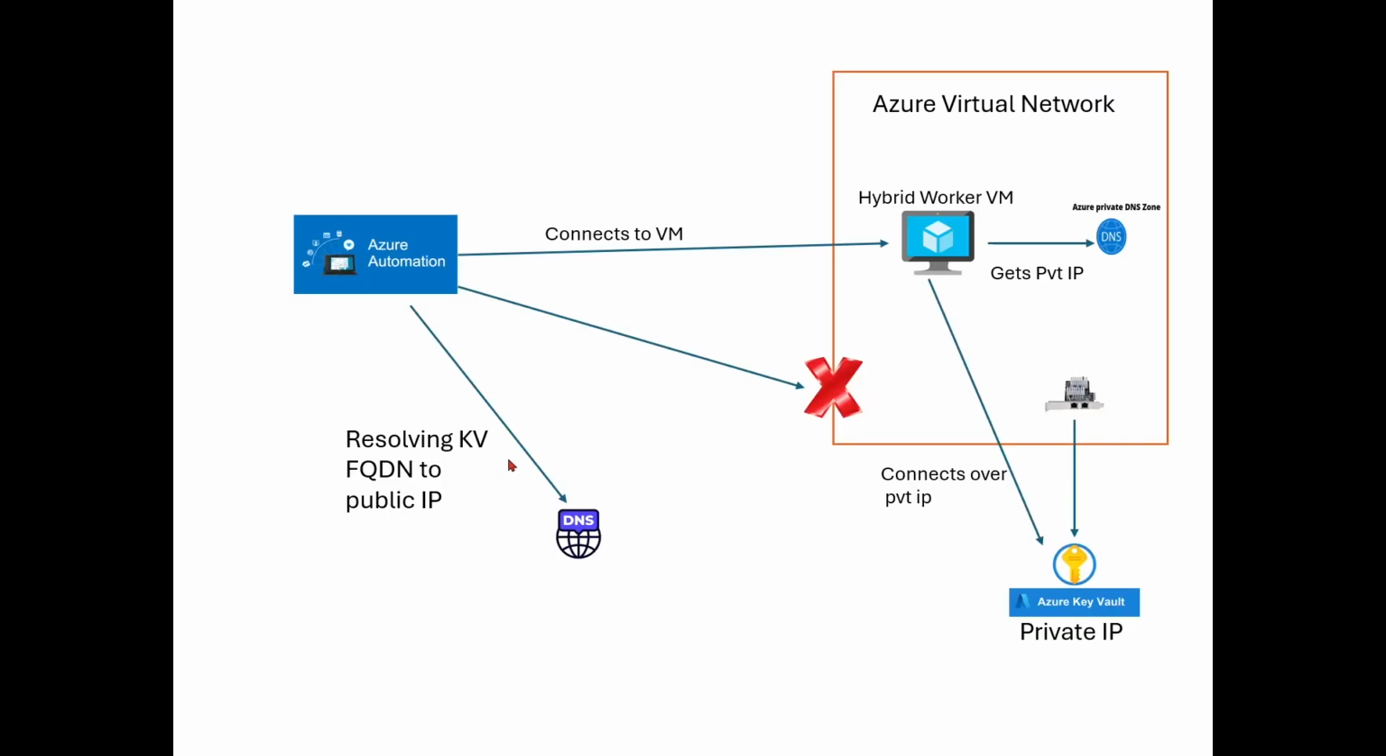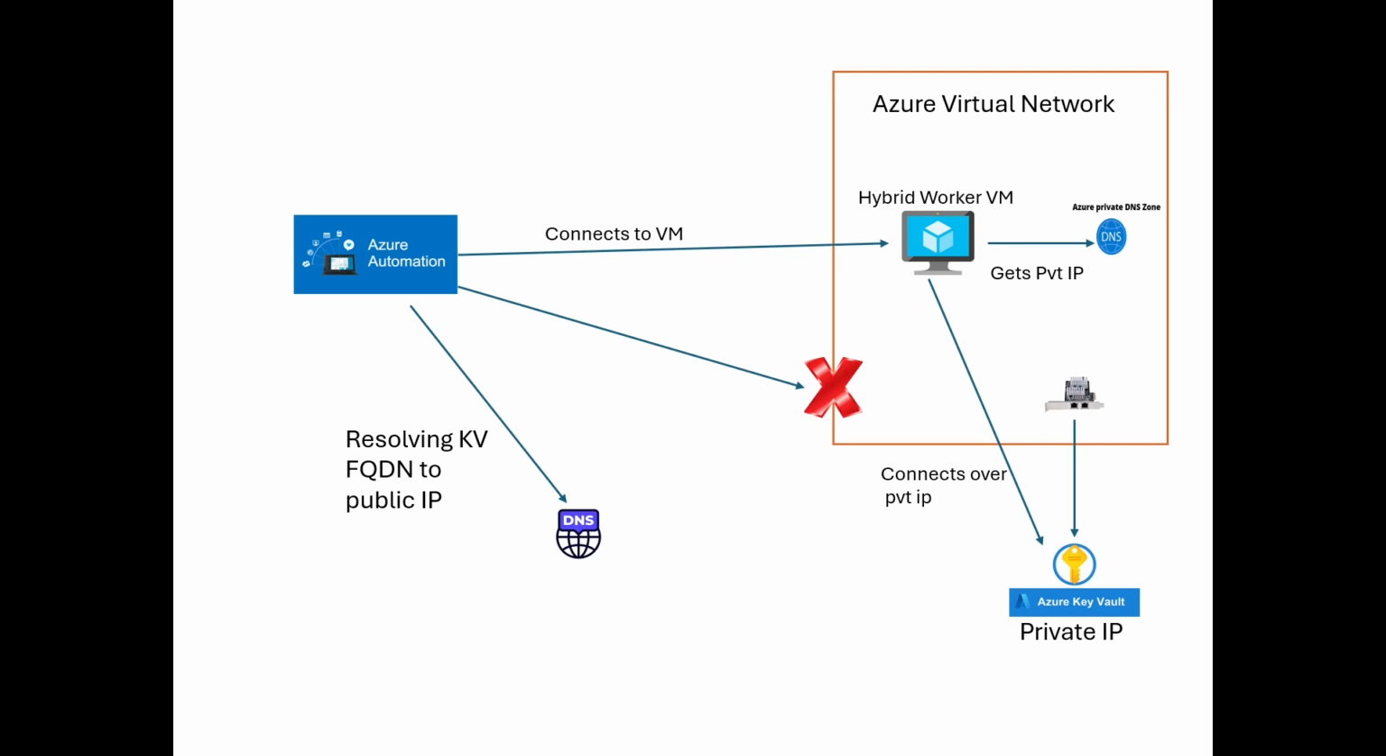This is what we saw in this video, that our Azure automation account is now connecting to this hybrid worker VM. Hybrid worker VM gets the private IP of our Azure Key Vault, and the script runs through it, as our Azure automation account do not have access to connect to Key Vault publicly. This is not only limited to Azure Key Vault, it can work for any other service as well, which is in private link, to which our Azure Hybrid Worker VM can connect over the private IP.